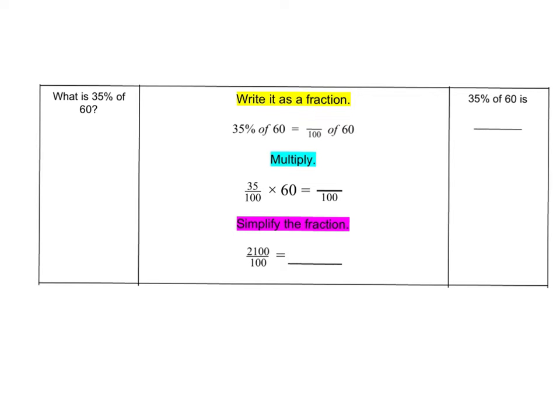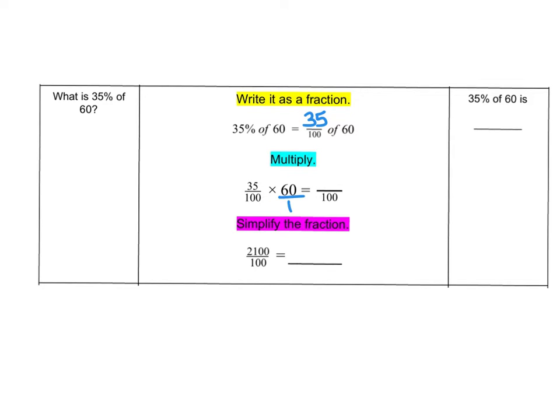What is 35% of 60? 35% of 60 can be written two ways. So we can write it as a percent, 35% of 60, and then we're going to write it as a fraction. 35% as a fraction is 35 over 100, 35 per 100. Then we're going to multiply. When we see the word of, that just tells us we're going to multiply. So we want to know 35 hundredths times 60 to figure out what is 35% of 60.